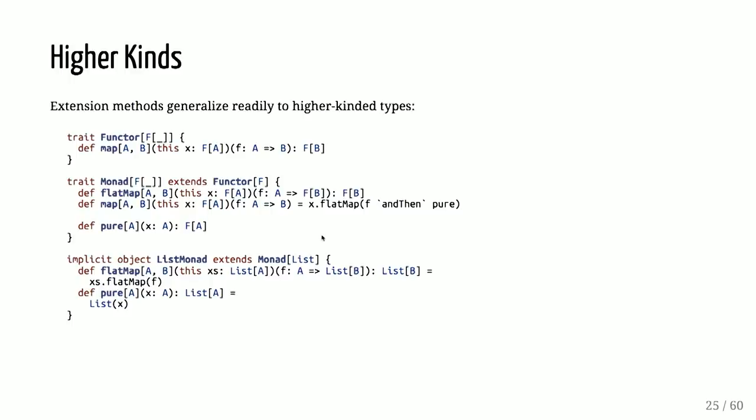And if you have pure and flat map, you can actually define map already like this at this level. So a map is then just a flat map where I apply the f that gives me an f of b, and then essentially I call pure on the rest. And then I can have essentially the usual implementation of, let's say, a list monad for these things. So all of this works sort of out of the box and very nicely.